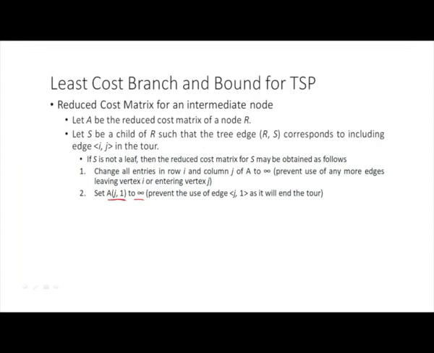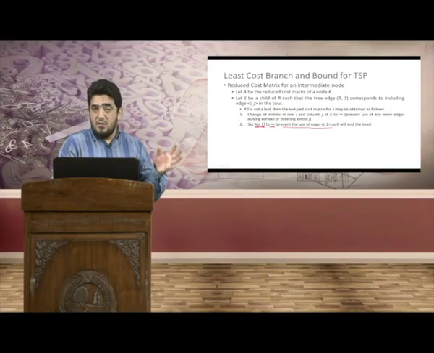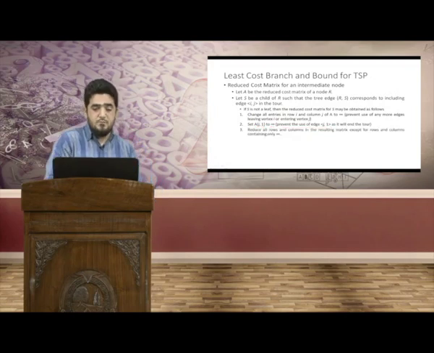Okay. So if S is not a leaf node, it means we are not yet finished with all the nodes, then we cannot end the tour. So we are including edge I to j in our tour, but after we have visited j, we cannot directly go to 1 because there are still certain nodes to be visited. So in order to ensure that we do not terminate our tour after we visit vertex number j, we change the value of A of j, 1 to infinity. So this prevents the use of edge j, 1 as it will end the tour. Again, we are currently dealing with the case where S is not the leaf node while we are searching the state space tree.